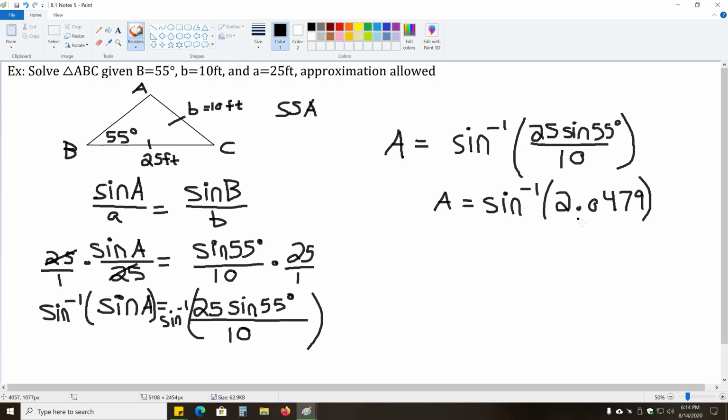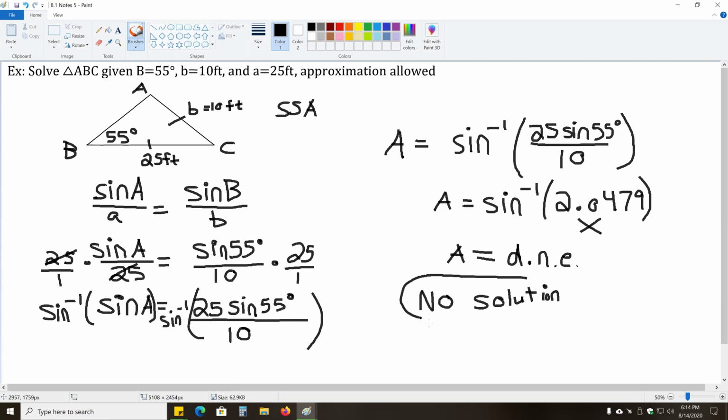So this value is impossible to plug into sine inverse, meaning angle A does not exist, meaning that the triangle cannot be solved. There is no solution to this problem because the triangle ABC does not exist. So we could say no solution or triangle ABC does not exist, somewhere along those lines, just to make it known that this triangle that we drew here actually doesn't end up working out.